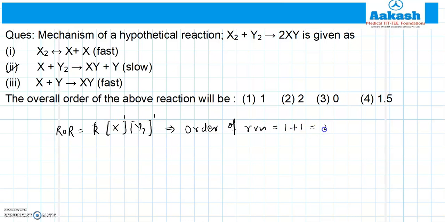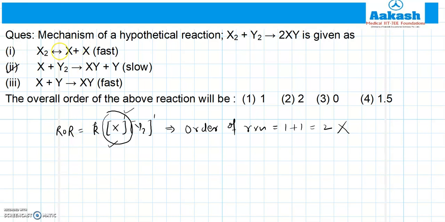plus 1, which is 2. But this is the wrong answer because we already discussed that in rate law an intermediate should not be present, and here X is an intermediate. So we have to replace this X in terms of reactant or product of the reaction. To eliminate the intermediate X, we will use step number 1, which is an equilibrium step.